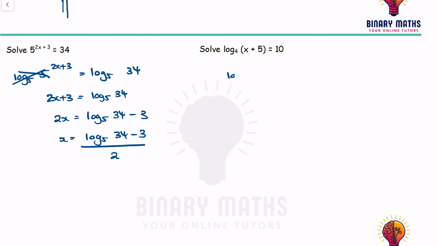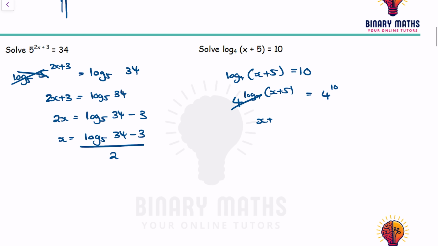Next example, we've got log base 4 of x plus 5 is equal to 10. Because we've got log base 4, we have to do 4 to the power of, because that's the inverse of log base 4. So 4 to the power of log base 4 of x plus 5 is equal to 4 to the power of 10. Remember, applying both operations to both sides. These two cancel each other out, so all I'm left with is x plus 5 is equal to 4 to the power of 10, which means x must be equal to 4 to the power of 10 minus 5.